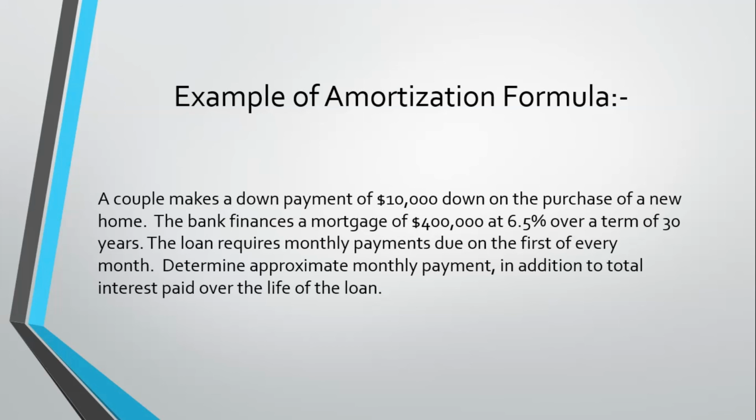Example of amortization formula. Situation: a couple make a down payment of $10,000 on the purchase of a new home. The bank finances a mortgage of $400,000 at 6.5% over a term of 30 years. The loan requires monthly payment due on the first of every month. Determine approximate monthly payment in addition to total interest paid over the life of the loan.